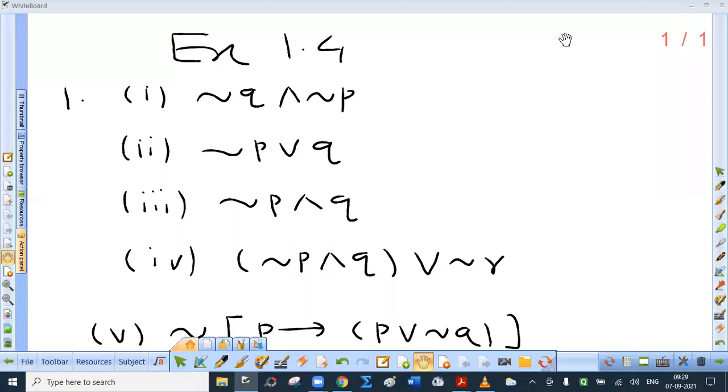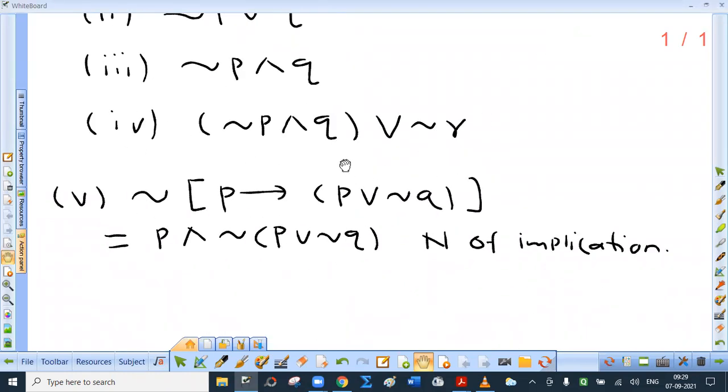Exercise 1.4. Using rules of negation, write the negations of the following with justification. First four are for homework, I have given the answers. Fifth one, we have to write negation of what? P implies (P or not Q). Okay, so its negation. See, you are supposed to write justification also. Basically, it is what? Negation of implication. So what is the negation of P implies Q? P and not Q. So instead of Q, it is P or not Q. Yes. See, this is the justification.